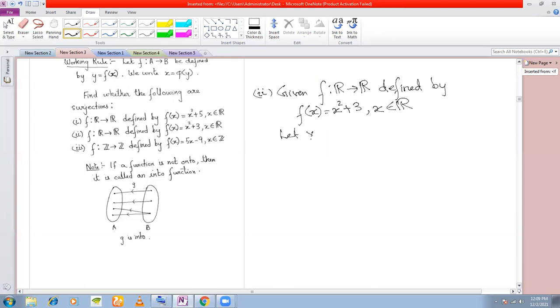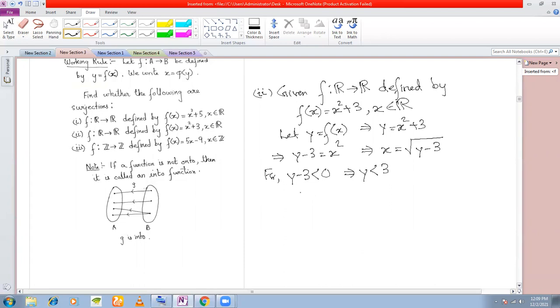So I say let y is equal to f(x). That means y must be equal to x square plus 3. Now I find x in terms of y. So y minus 3 is equal to x square. That means x must be equal to square root of y minus 3. Now this is interesting. Will every element in the set B have a pre-image in A? No. Why? Because if y minus 3 is negative, then what will happen? For y less than 3.